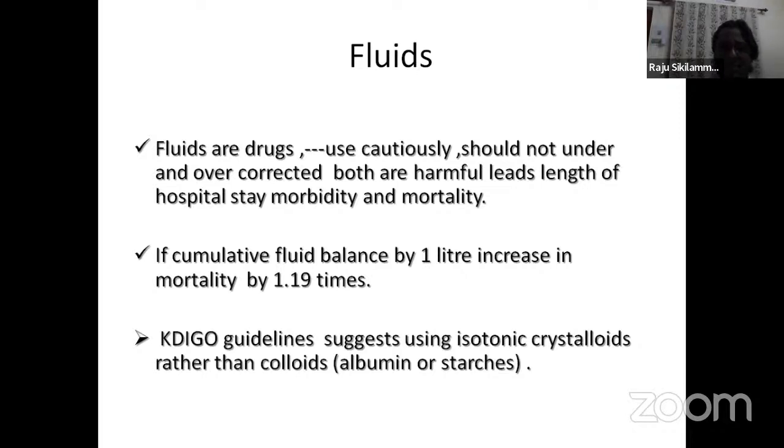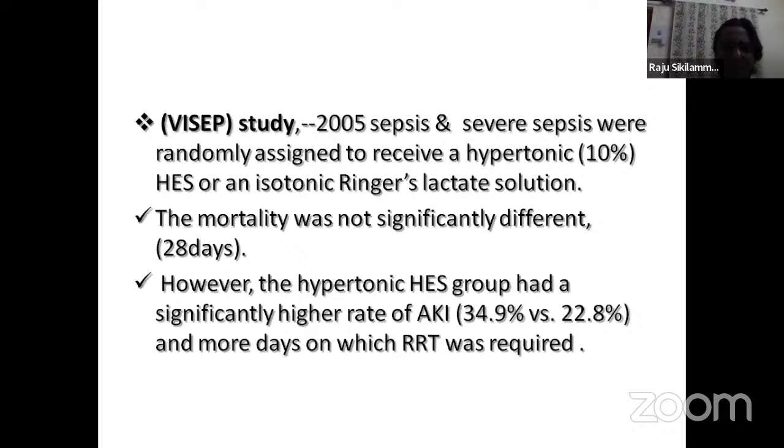As per KDIGO, it suggests using isotonic crystalloids rather than colloids, that is albumin and starch. Then in 2005, a subset of patients with sepsis and severe sepsis were randomly assigned to receive 10% hydroxyethyl starch or Ringer's lactate solution. The results show that mortality was not significantly different at 28 days. However, the HES group had a significantly higher rate of AKI, 34.4% versus 22.8%, and more days requiring RRT compared to the Ringer's lactate group.